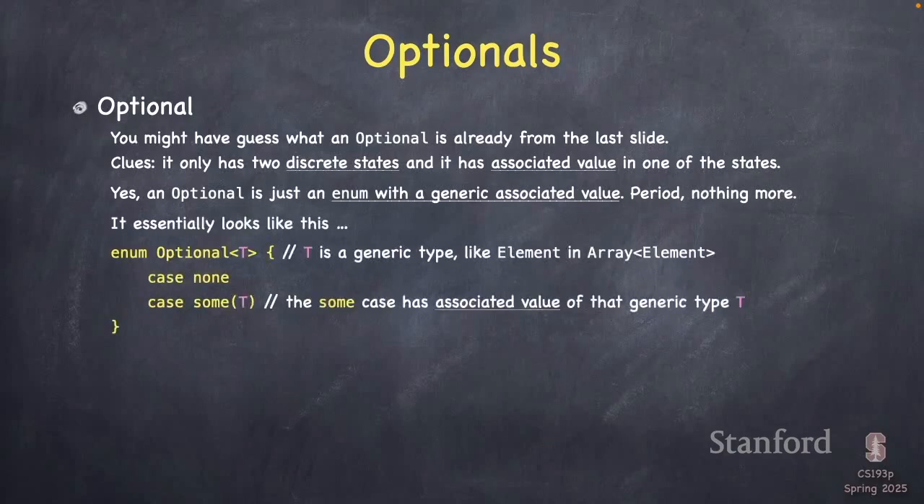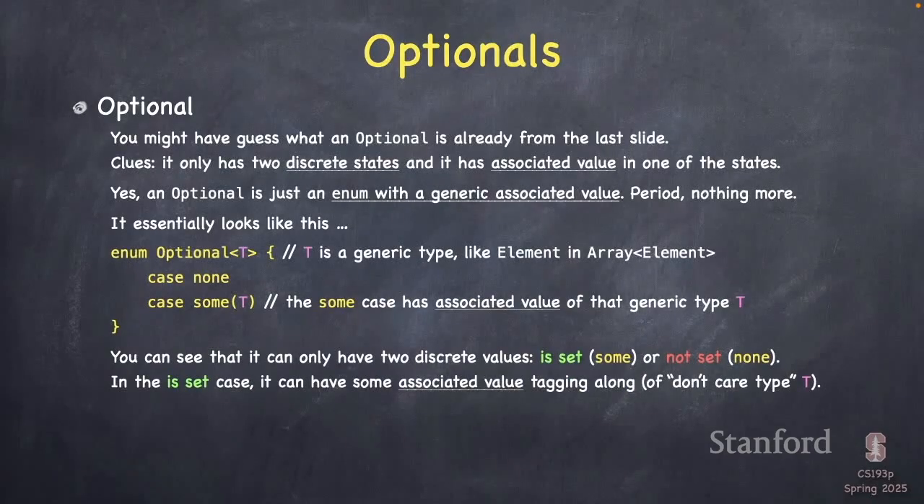So an optional looks like this. Enum Optional, generic over T. It uses T as the name of its generic thing, like Array uses Element, it uses T. And then it has two cases, case none, just a normal case of an enum, and then case some, which has an associated value of type T. That is Optional in all its glory. That's all there is to it.